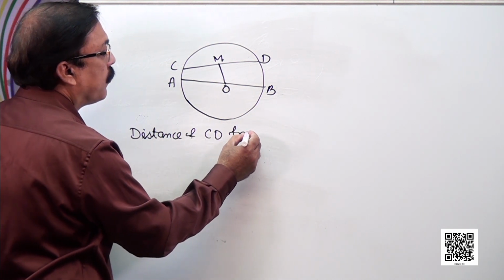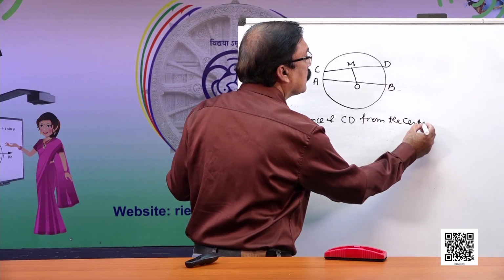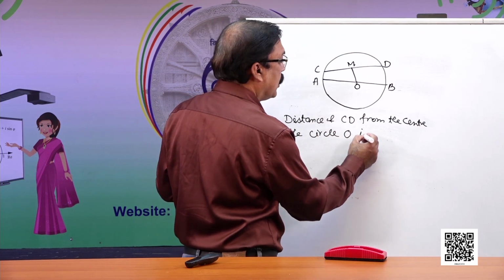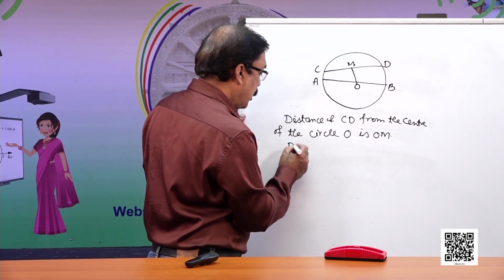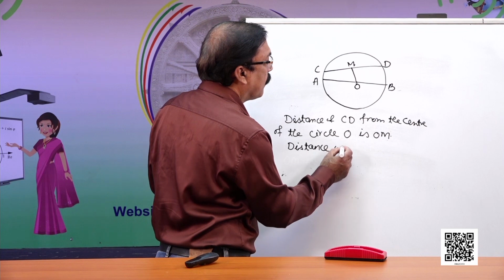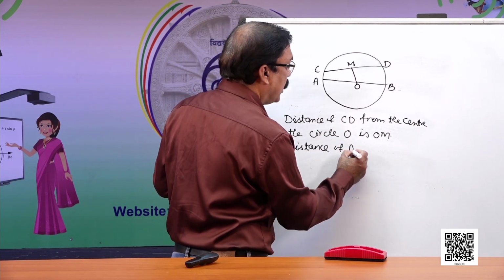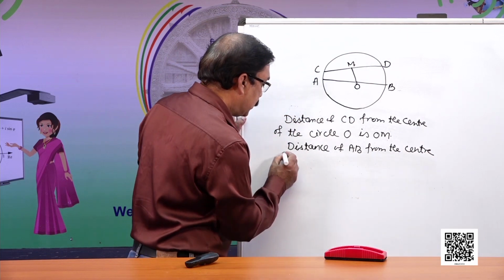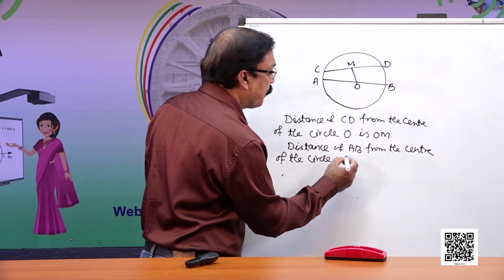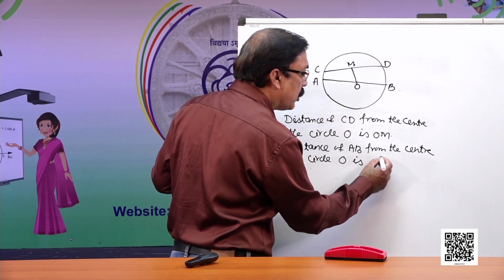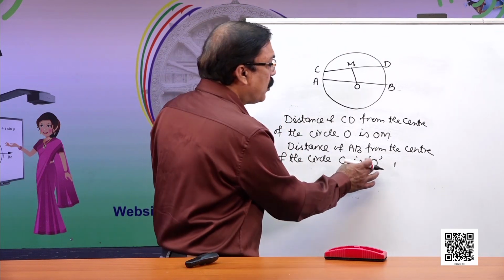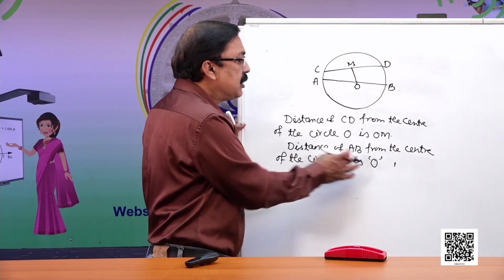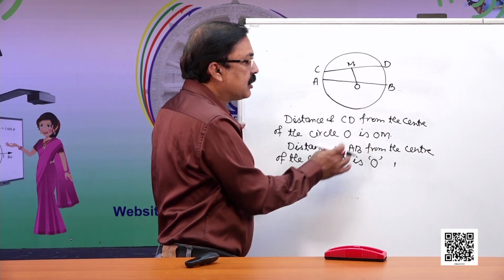distance of CD from the center of the circle O is OM, and the distance of AB from the center of the circle O is 0 here. Literally, it is 0. That means we have no other positive number less than 0. So, as this is the least distance from the center, it is the longest.